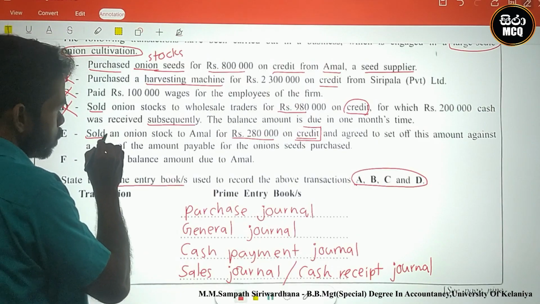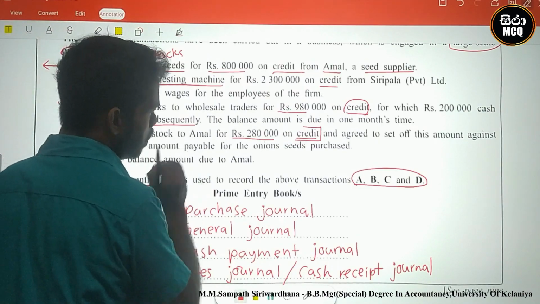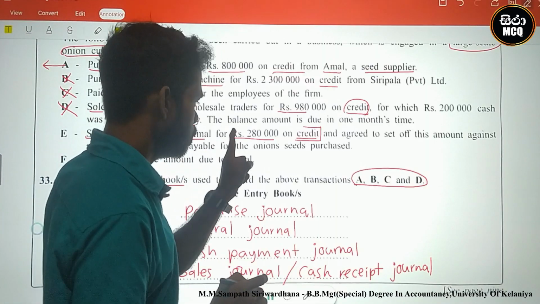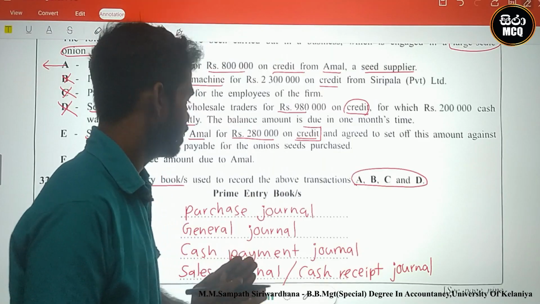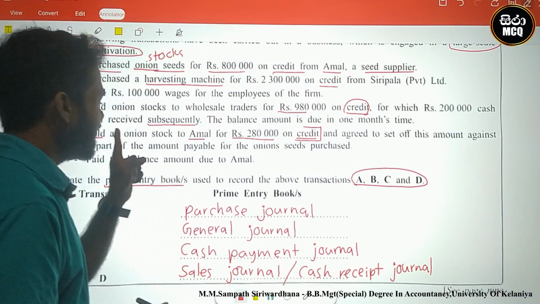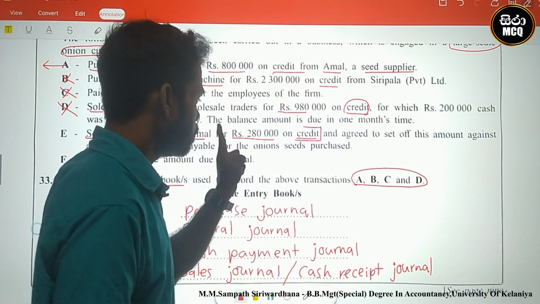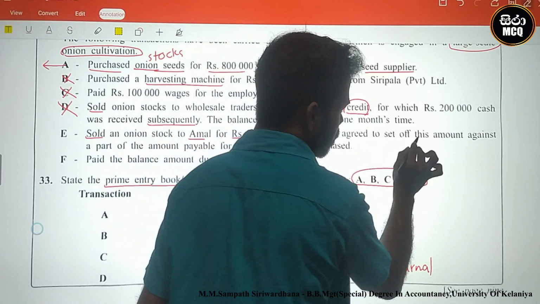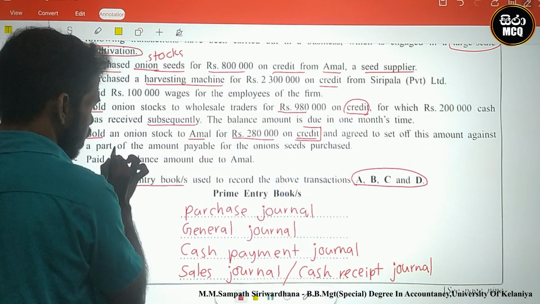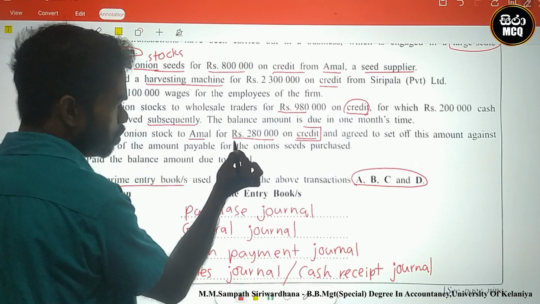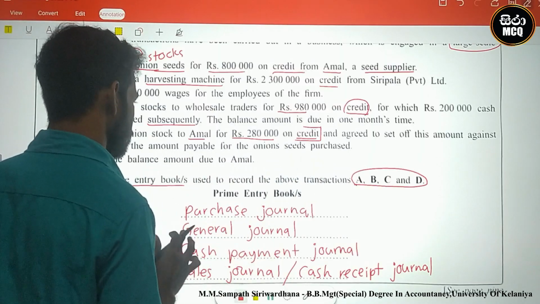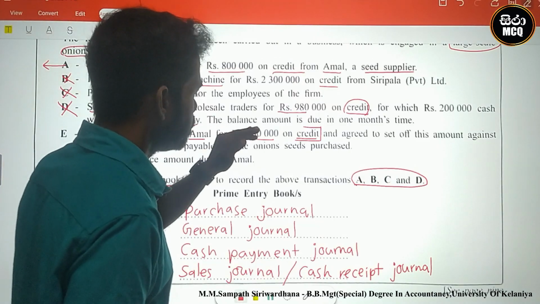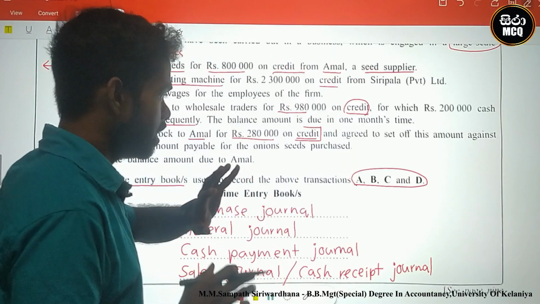Look here. Sold onion stock to Amal 280 on credit. There is a credit sale. And agreed to set off this amount against a part of the amount payable for the onion seed purchase. You know, this is the information. Sold onion stock to Amal 280 on credit. There is a credit sale.